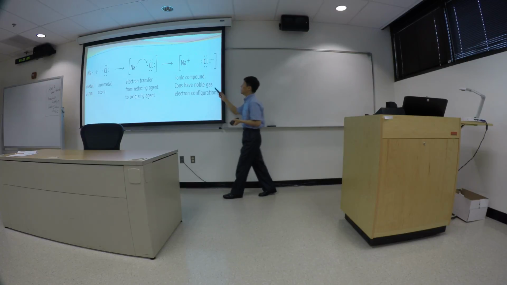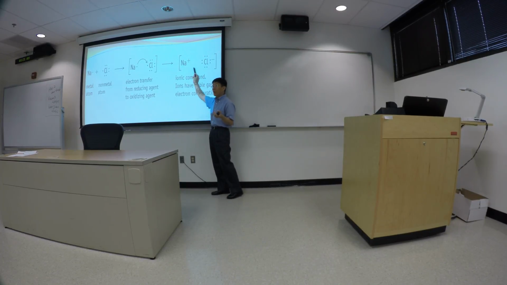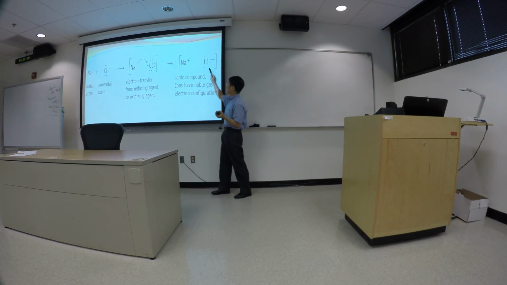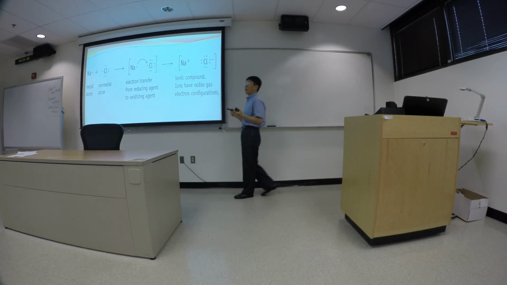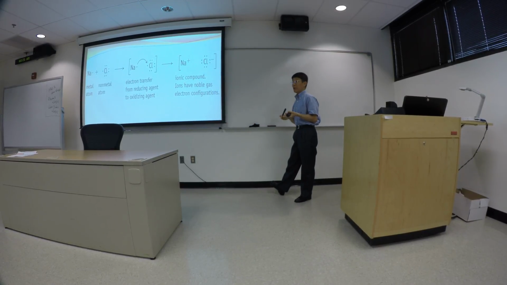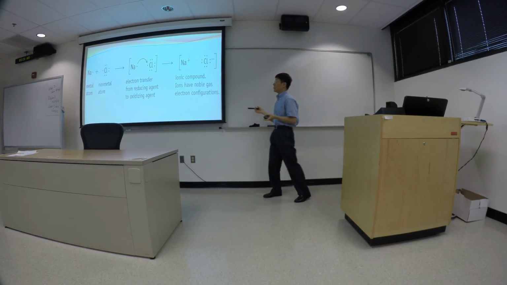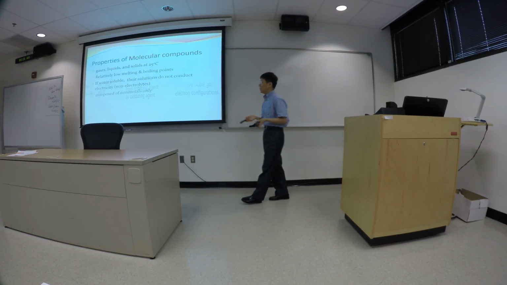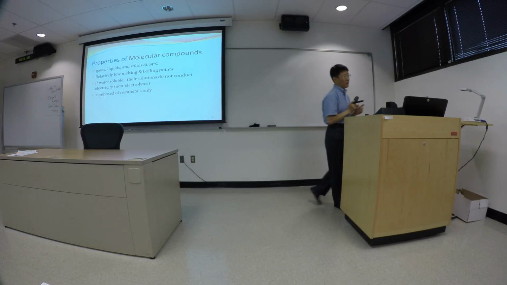So what happens here is that in the formation of the sodium ion and chloride ion, these two ions each will have a noble gas electron configuration with 8 valence electrons all around. Okay, so this is the process of formation of the ionic compound.